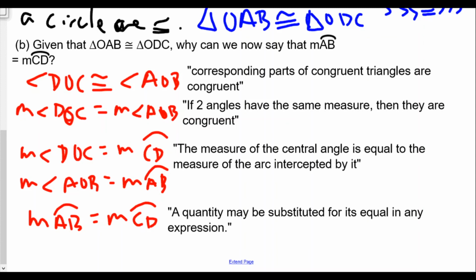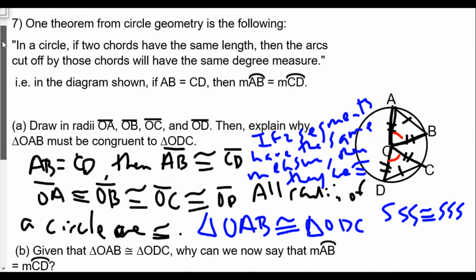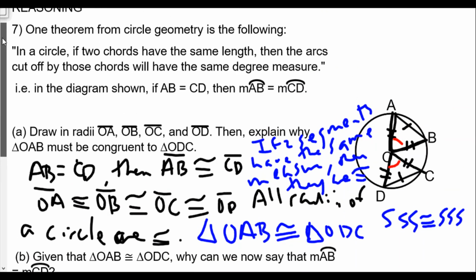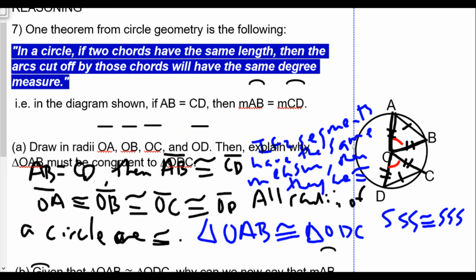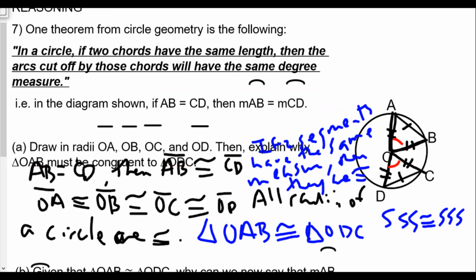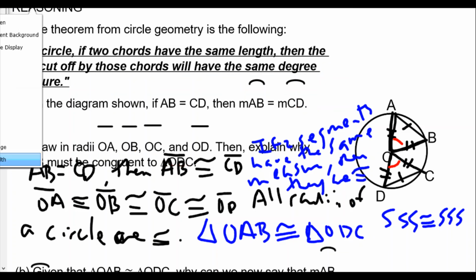From this point, we go back to the theorem from the very beginning that says in a circle, if two chords have the same length, the arcs cut off by those chords will have the same degree measure. This is really important, and it's one of those things we can use later on. So we're going to bold it, italicize it and underline it. It's not just a problem we do here; for a whole problem, it's going to be something we use later on.